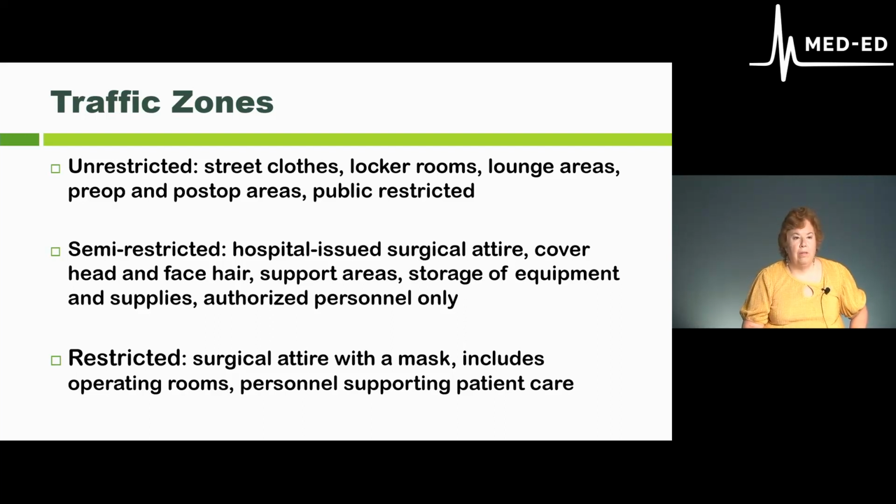So the first zone is the unrestricted zone, and the only thing that you need to wear here is regular street clothes. The examples of unrestricted zones are often the locker room, the lounge areas, the pre and post-op areas, and public is restricted in this area. Only people who have family members who are involved in surgery should be in this area.